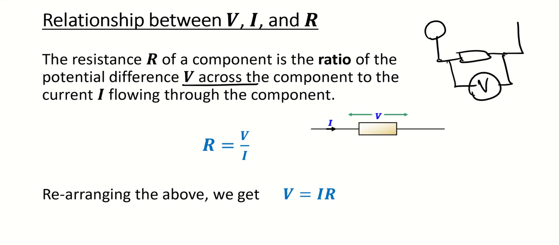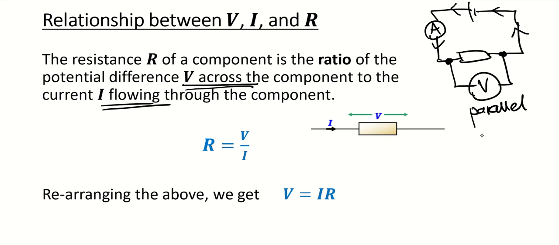Then I have the ammeter, which is in series. So this ammeter can actually measure the current, right? So it has to be in the path of the current so that it can measure it. But the voltmeter has to be connected in parallel to measure the potential difference. That's why potential difference V is across, current is flowing through. Okay, so we have this formula V equals IR, right?